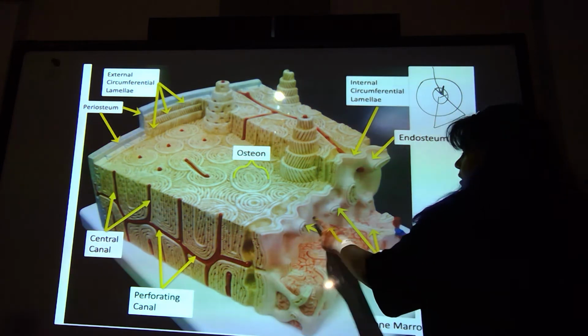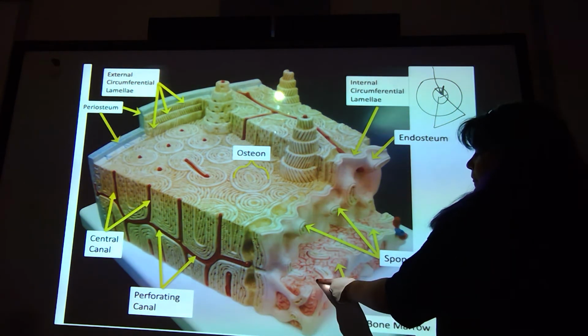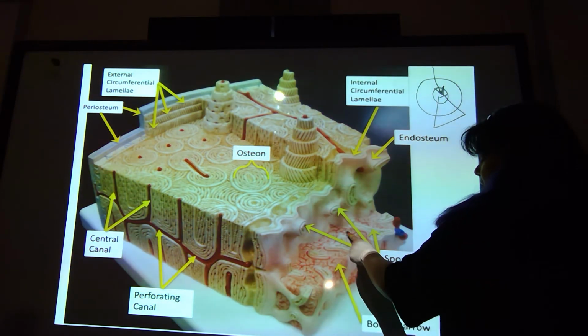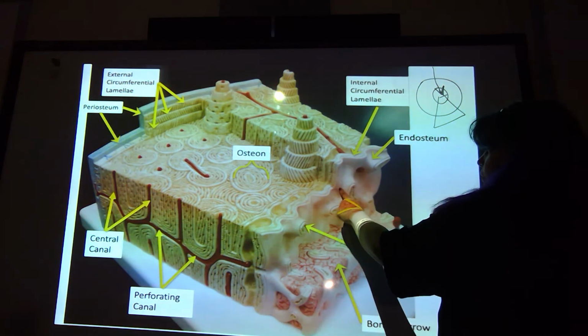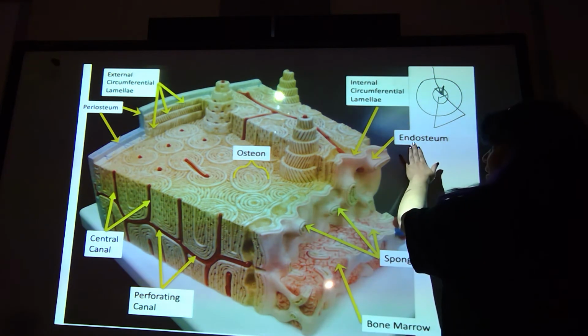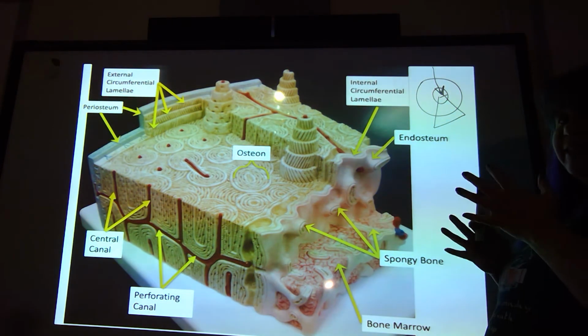So here's my spongy bone, okay? You can kind of see it peeking out. This kind of red stuff that you see, that's the bone marrow. This pink layer right here is going to be the endosteum. Again, that's that connective tissue sheath that's covering the spongy bone.